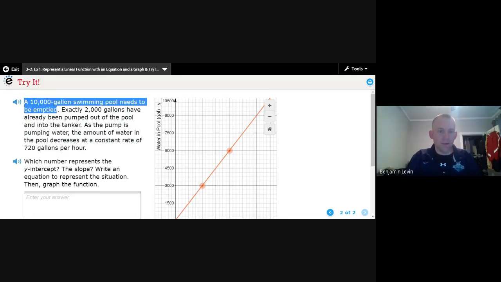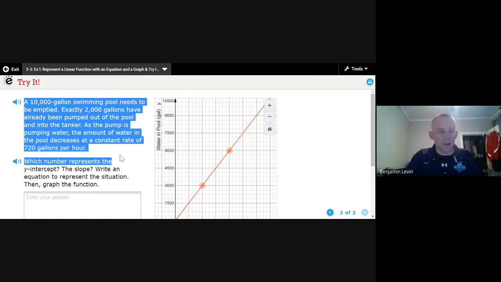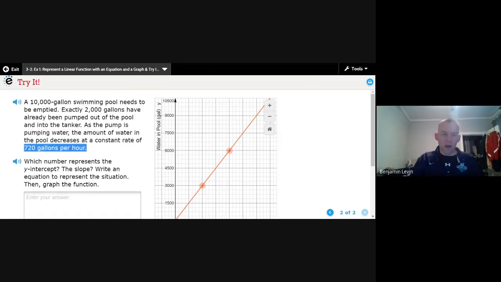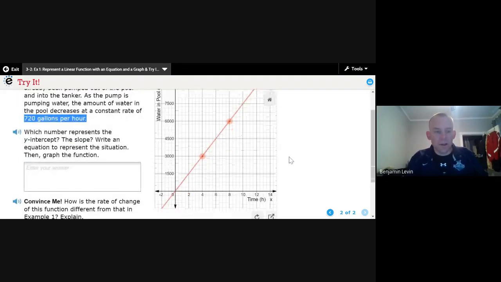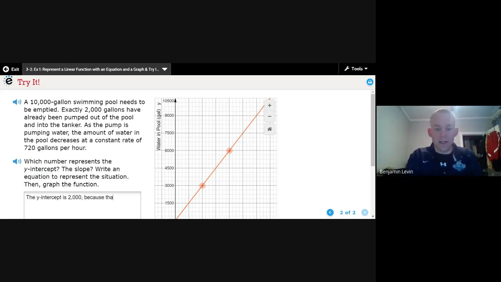A 10,000 gallon swimming pool needs to be emptied. Exactly 2,000 gallons have already been pumped out. As the pump is pumping water, the amount of water in the pool decreases at a rate of 720 gallons per hour. It's exactly the same problem. It just wants us to graph the line, right? So it says which number represents the y-intercept and which number represents the slope. So we would have to type in the y-intercept is 2,000. That is our starting point.